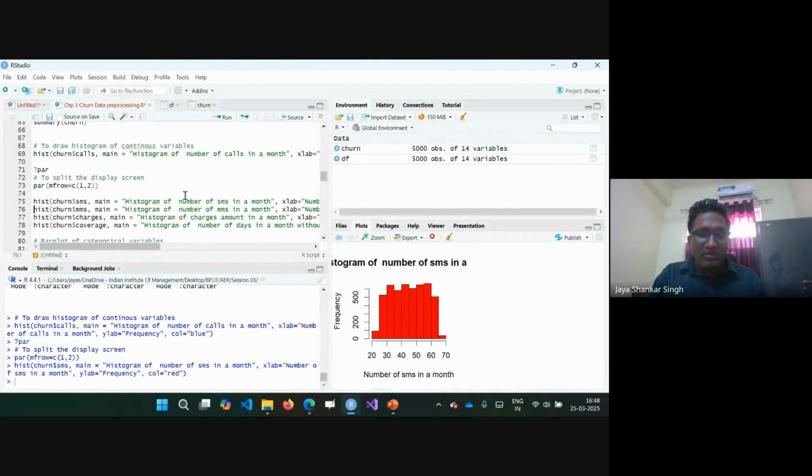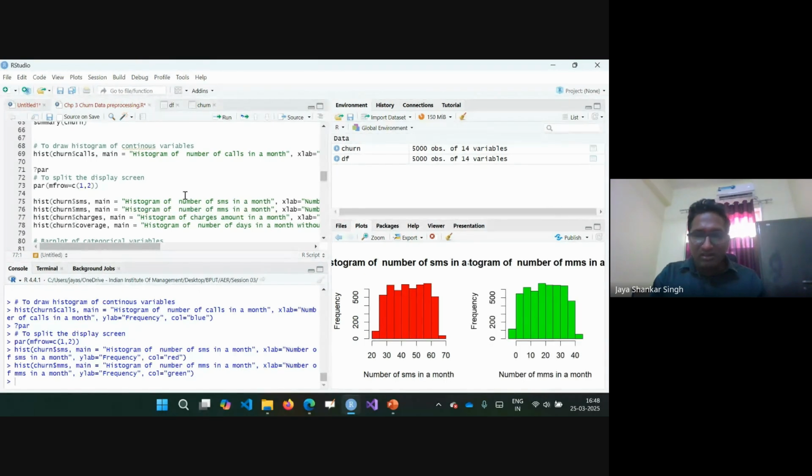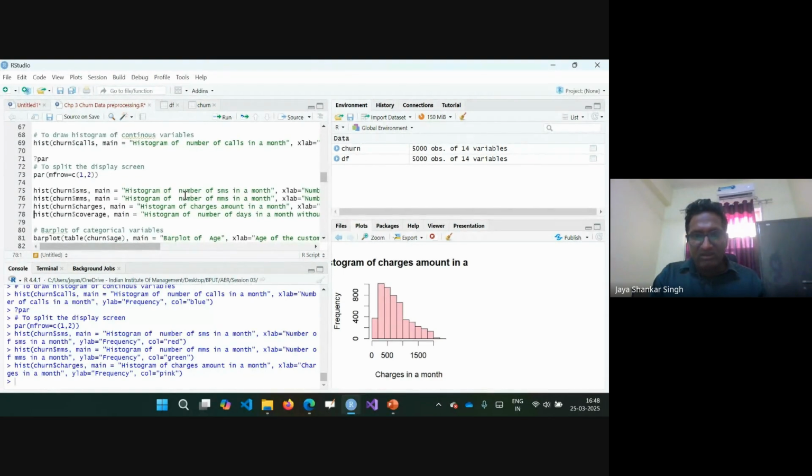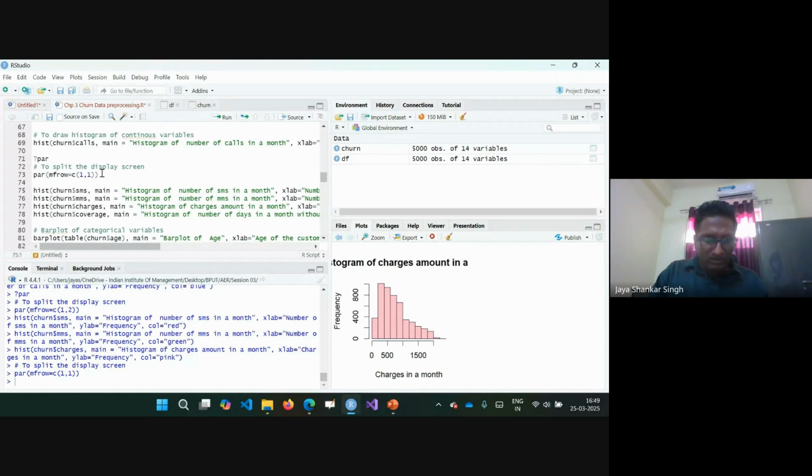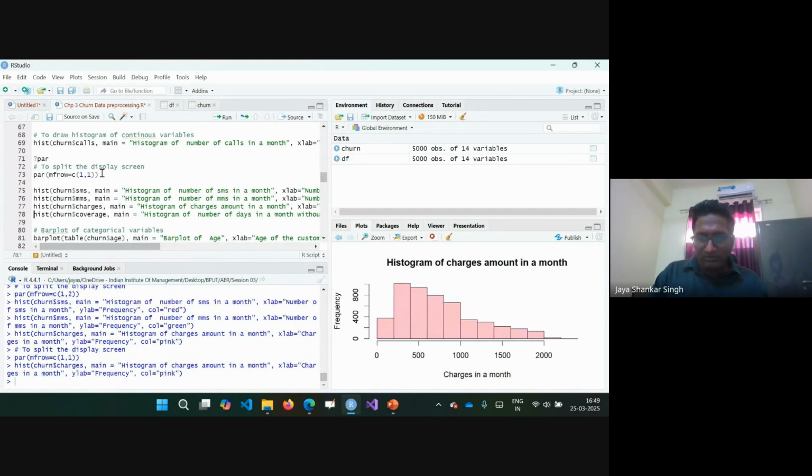Average 30-40 around होंगे सारे. This is the number of MMS in a month. The storage of charges in a month. क्या है ये? The charges. ठीक है. The histogram of charges in a month. What I'm going to do. Now it is better. ठीक है. So what happens is like you get a fair idea of how the data is distributed with all these histograms.